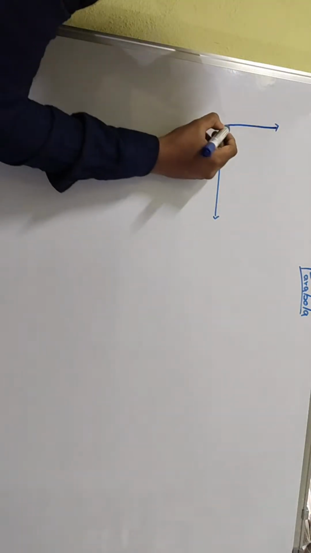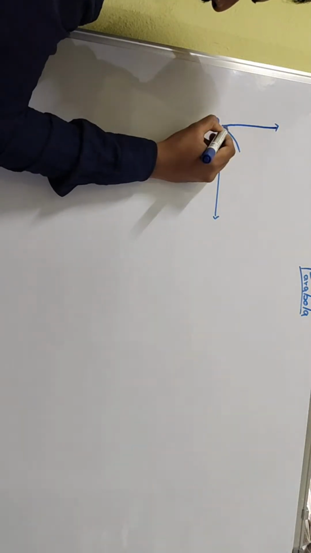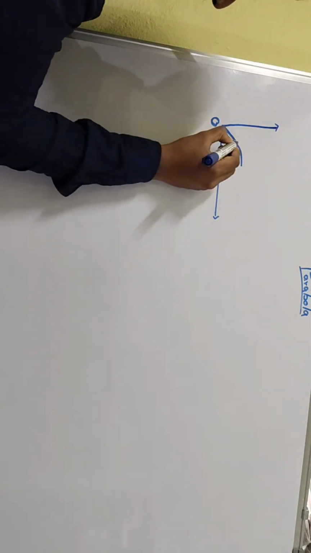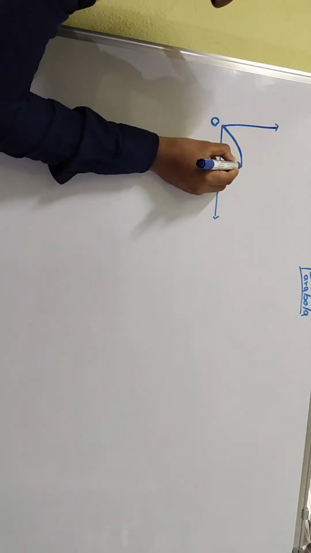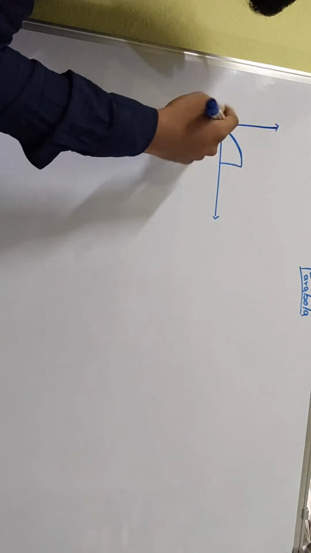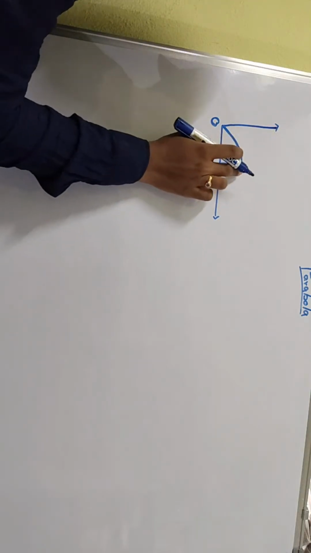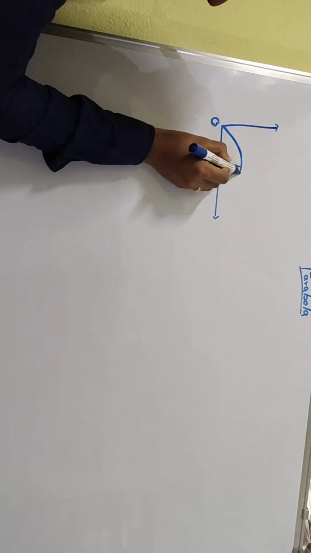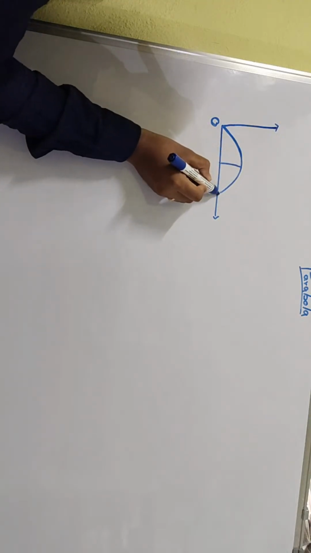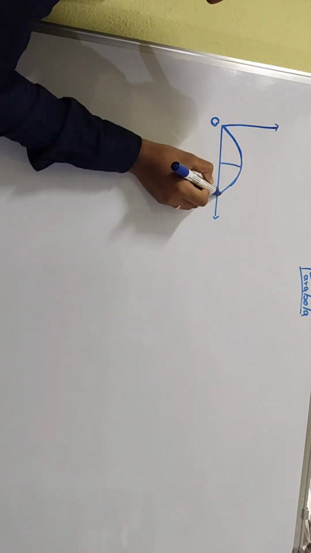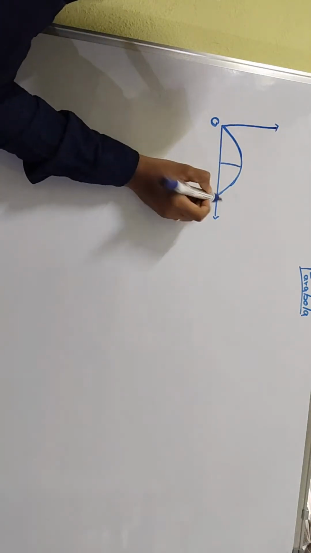Whenever we throw it at a certain angle, it reaches the maximum height at this point. This is called the maximum height. After the object reaches the maximum height, its velocity gradually decreases, and it becomes zero.